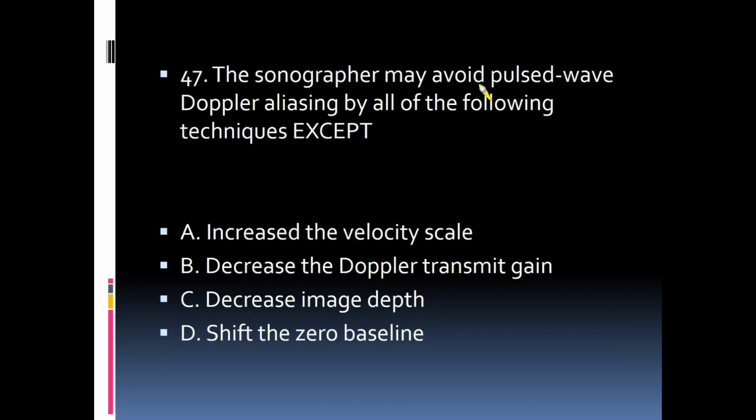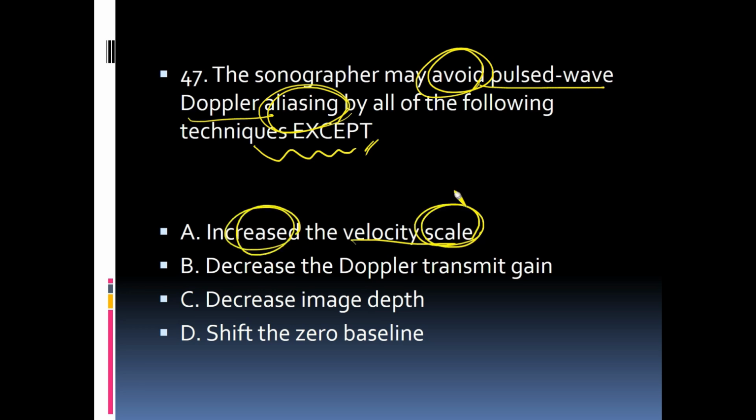This time as well, it is explained that a pulse wave Doppler is being used. What the question is ultimately asking is which technique is unrelated to avoiding aliasing. If you look at the options, one is increasing the velocity scale. By increasing the scale, you can include a wider range of velocities, so this is one of the representative techniques used to eliminate aliasing. Option A is correct.